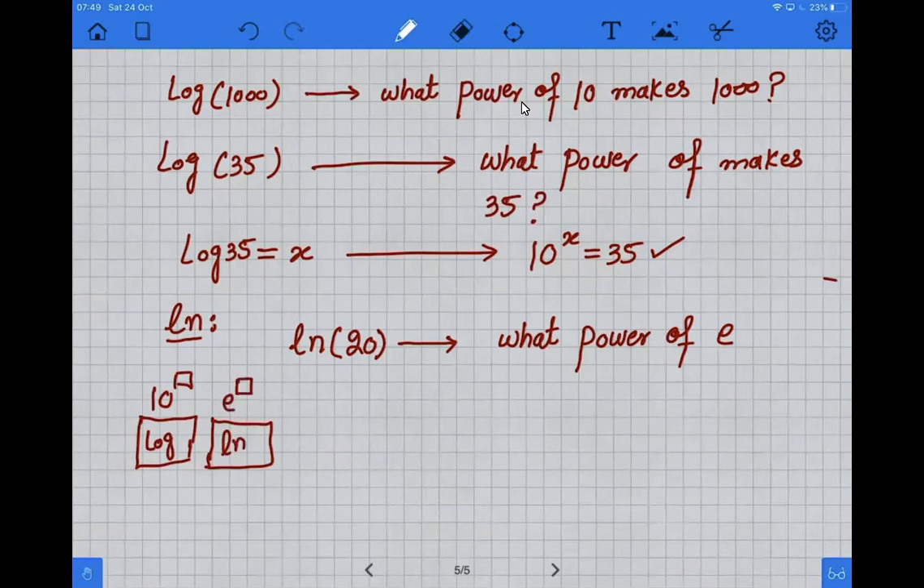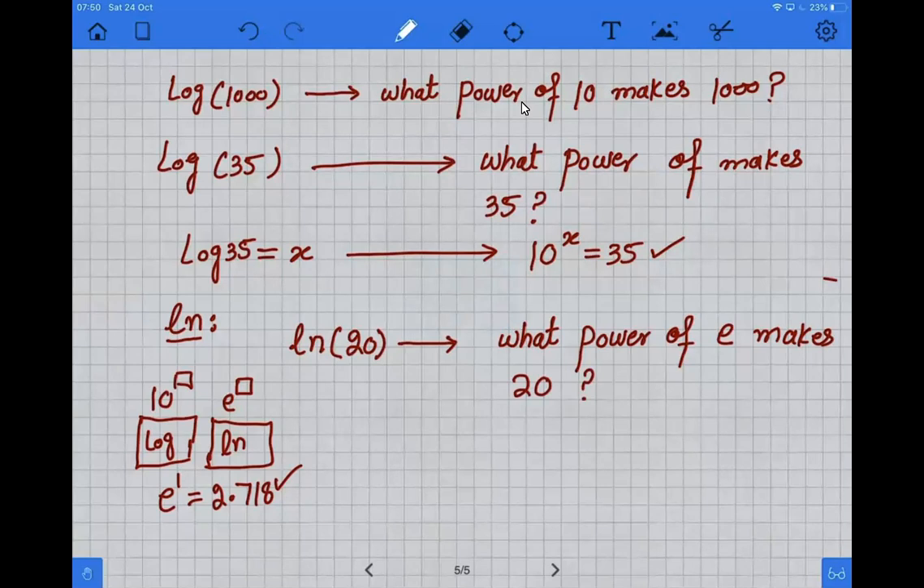So log goes with 10. In the same manner, natural log goes with e power. So e is something, what it is, it's not your concern. So it is related to log basically. What power of e? If you press e power 1, you'll get an answer of 2.718, I believe. So e is just a number with a specific value. What is its purpose? For physics course, it's not needed. So what power of e makes 20? So we'll translate it like this.